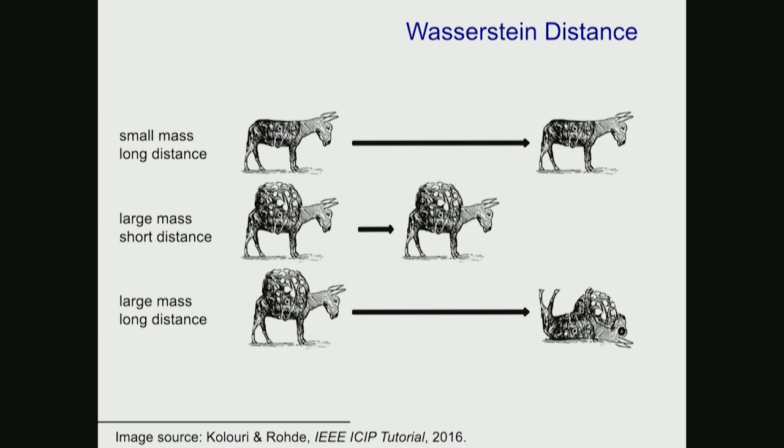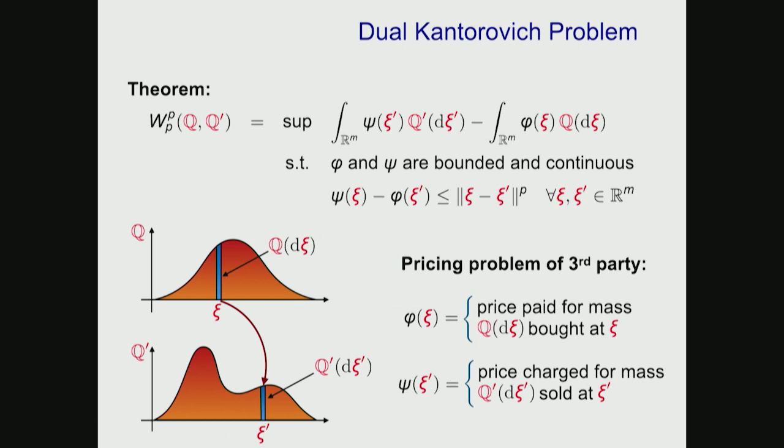So that means we can move potentially a small probability mass a long distance, or we can move a large mass a short distance, but we may not be able to move a large mass over a long distance. So transportation cost is mass transported times the distance that is moved. Okay, so the transportation problem admits a strong dual linear program, and that results in an alternative characterization of the Wasserstein distance.